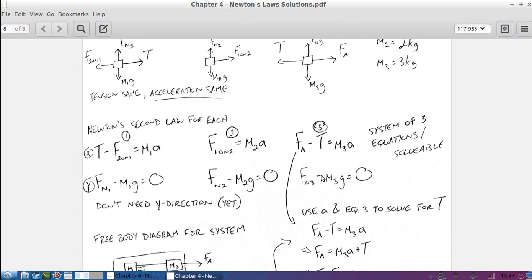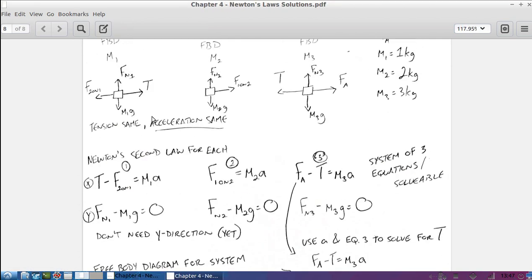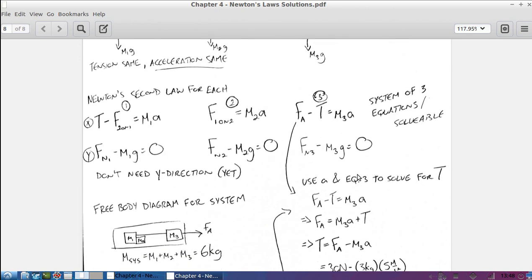X direction for M1. We've got tension minus the force due to block 2 is equal to M1A. For M2, the force due to the 1 kilogram block is the only force in the X direction, equal to M2A. For block 3, you've got the applied force, which we know, minus the tension is equal to M3A. So now I really want to use my system approach because I do not want to solve 3 equations for 3 variables. I can do it, but I don't want to.